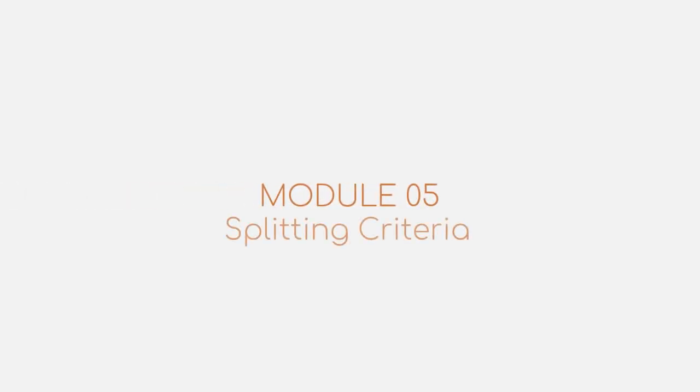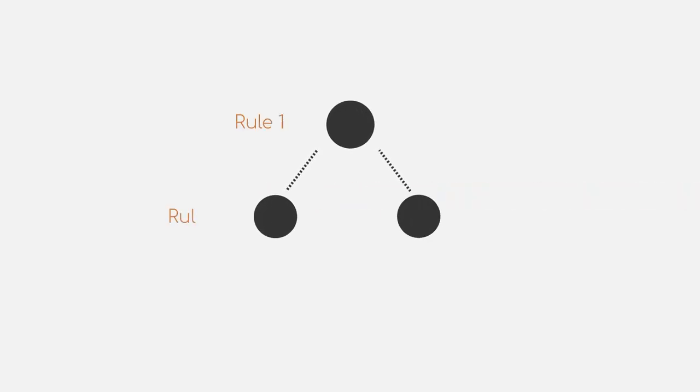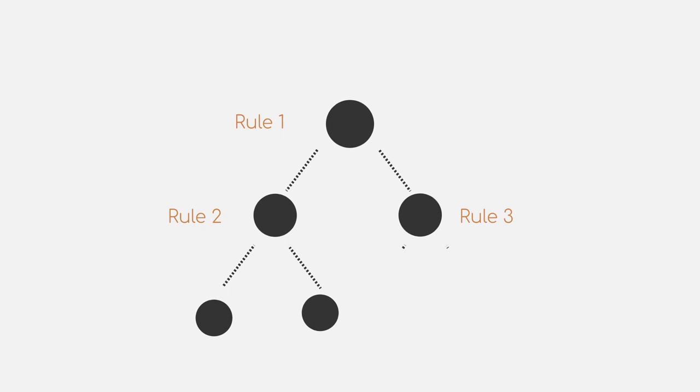We now know what rules are and how to build a decision tree for our datasets. But how exactly are we choosing the best features for each split? Split meaning that we introduce a new node in the tree, which corresponds to a rule.